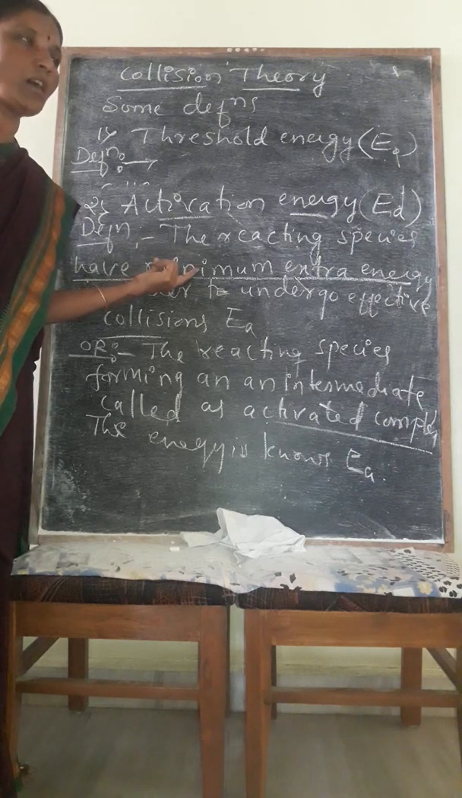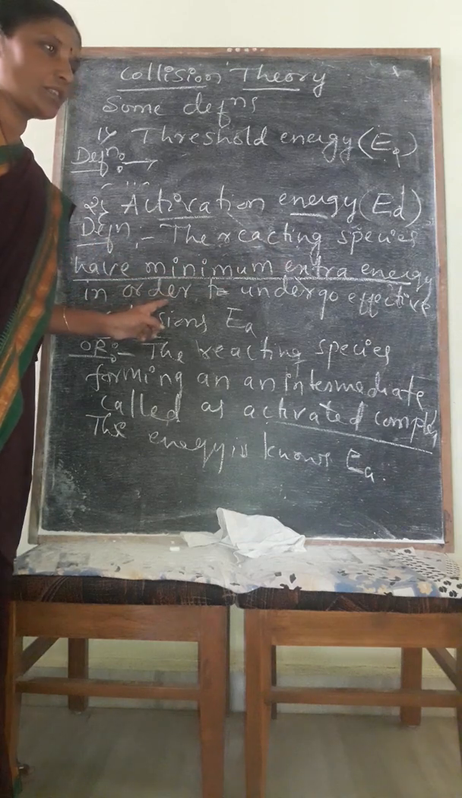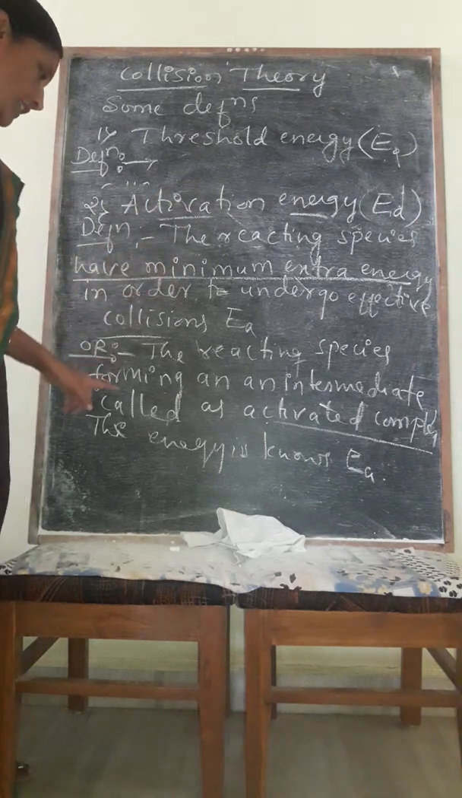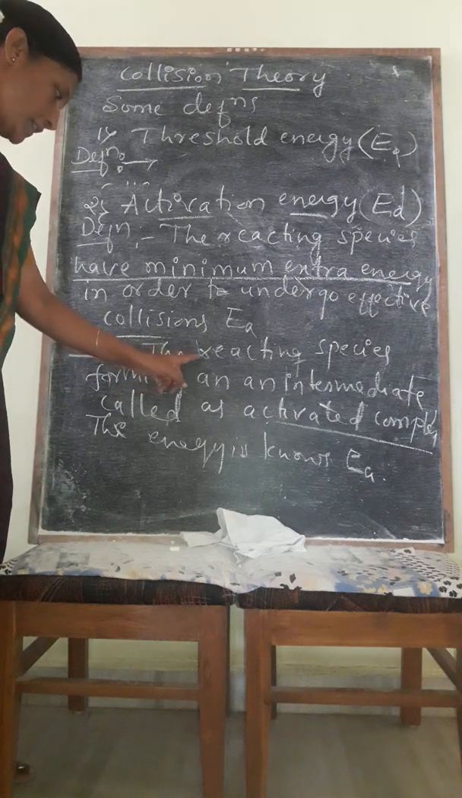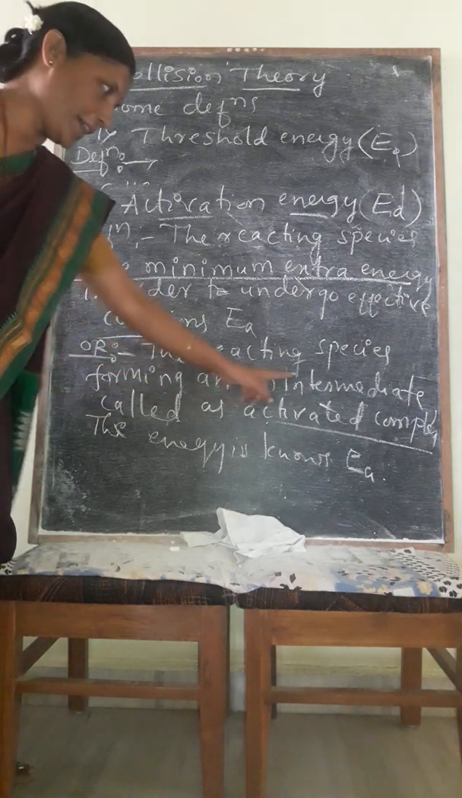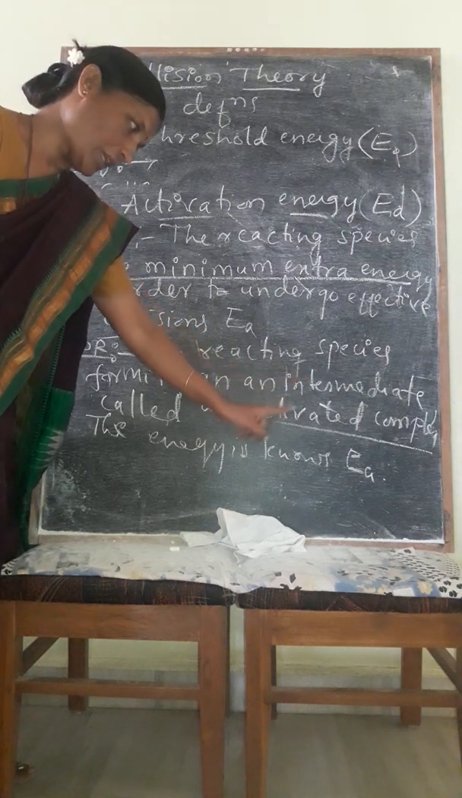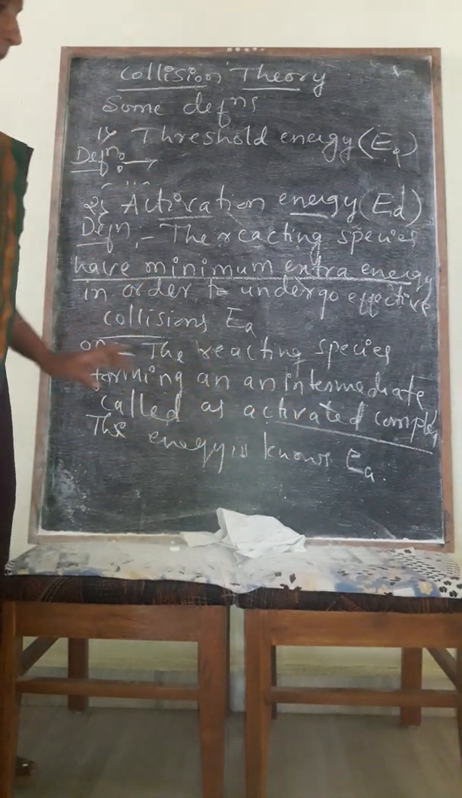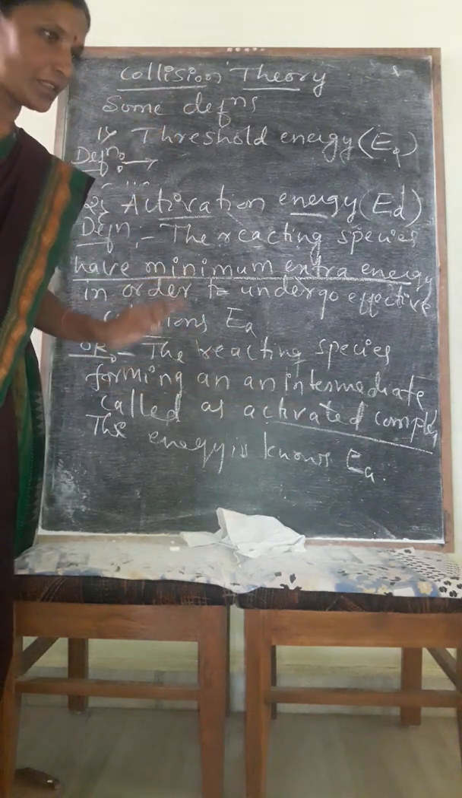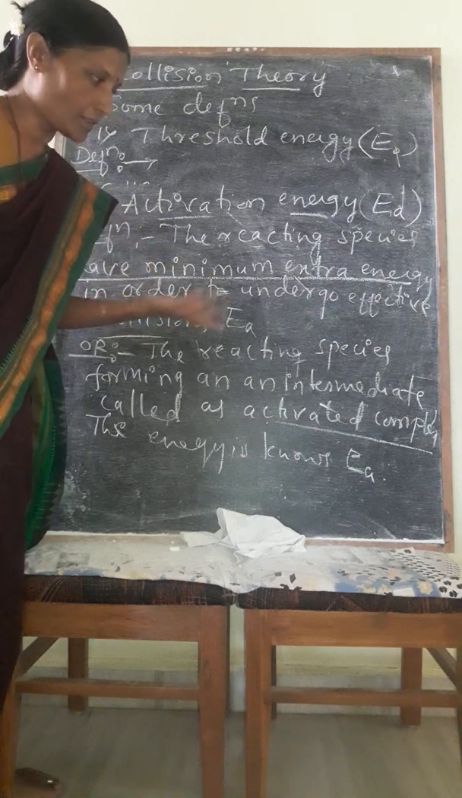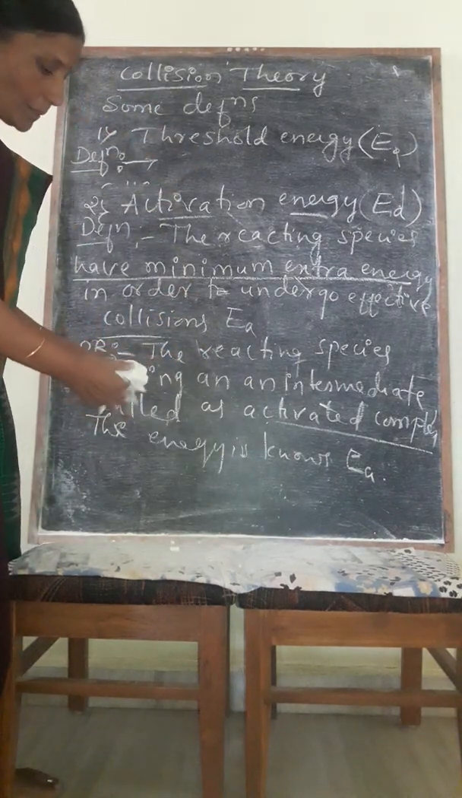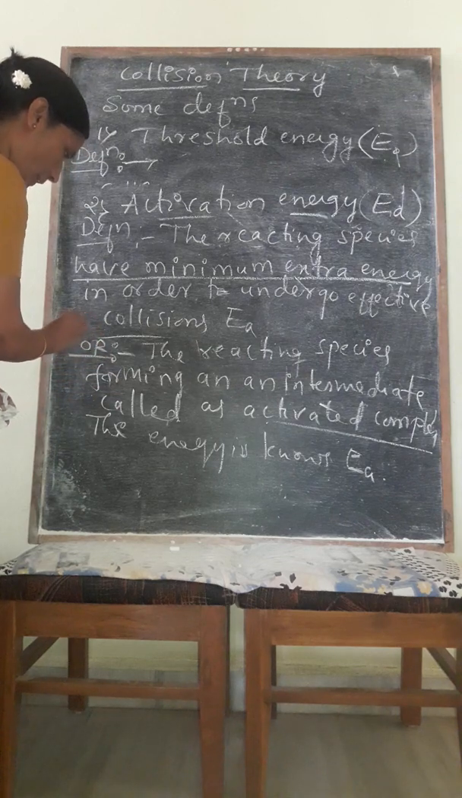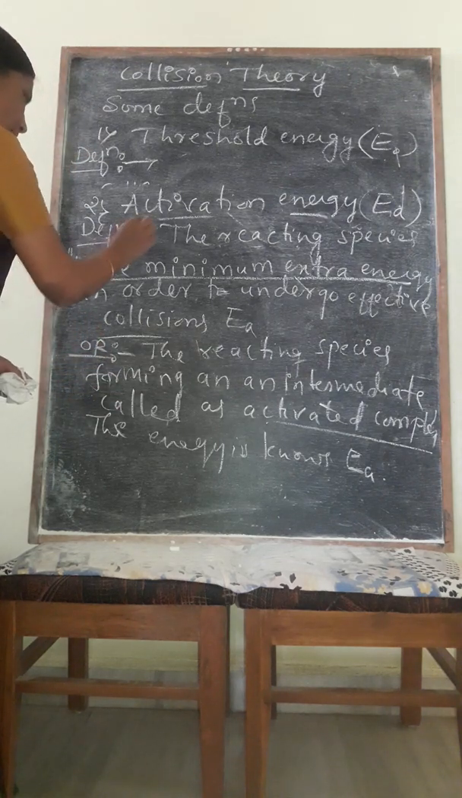First type of definition: which reacting species must have minimum extra energy to undergo effective collision? That energy is activation energy. Or another form: which reacting species are responsible for forming an intermediate, that intermediate is known as activated complex. The energy is known as activation energy. The intermediate or activated complex appears for a very short time and it is unstable, undergoing breaking of bonds forming a product. I will explain this in detail by taking a graphical representation of activation energy.